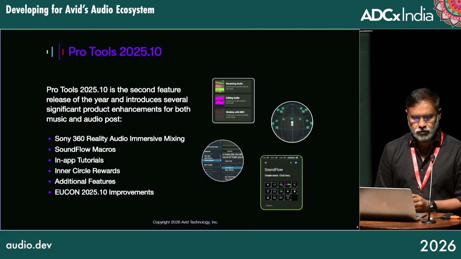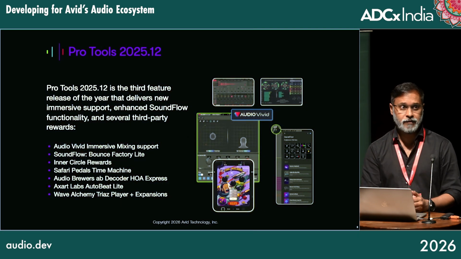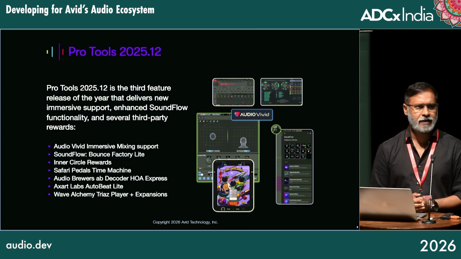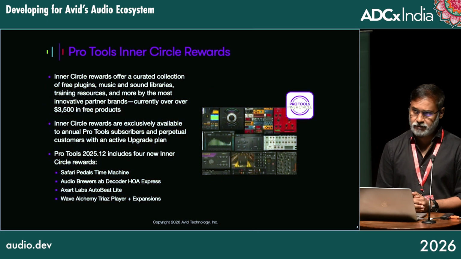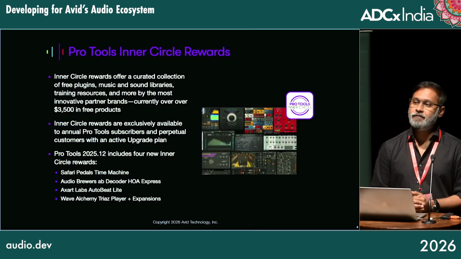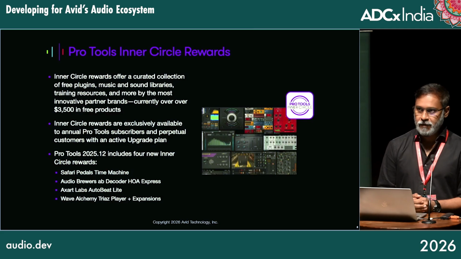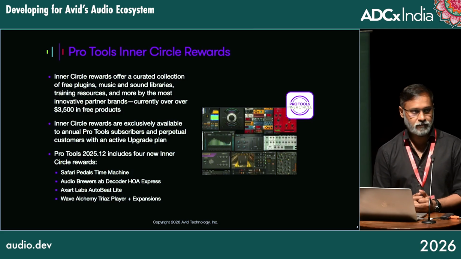So this is just Pro Tools 25.10. And what we did in December was also a build-up on this. So you would also see stuff like Bounce Factory Lite, which is a bounce mechanism from Soundflow, and a lot of other plugins as well. What is also interesting, it's not just about the plugins. There's also something called the Inner Circle Rewards that we have from Avid, wherein we push a lot of these plugins to the users who are on a support plan with us, which means they get to experience your plugins and the ones that you make in association with us.